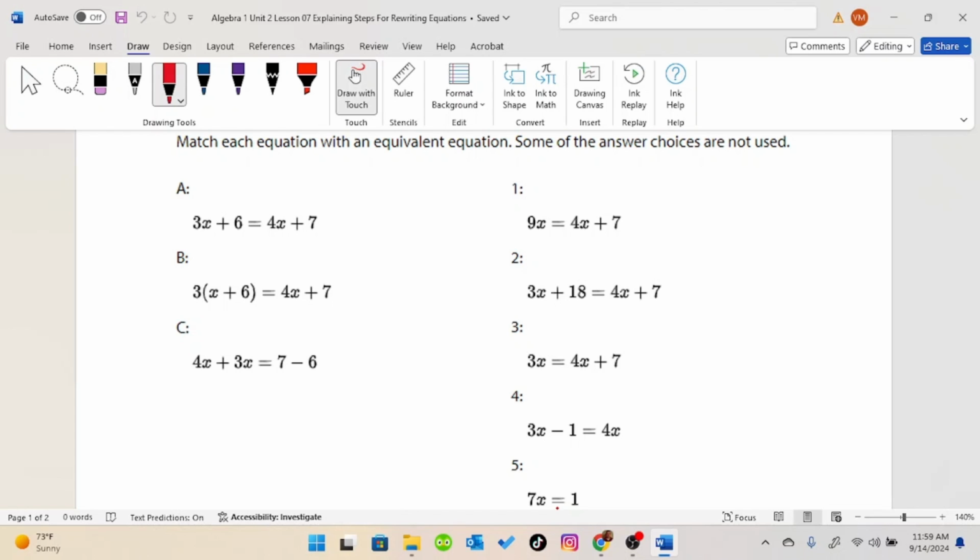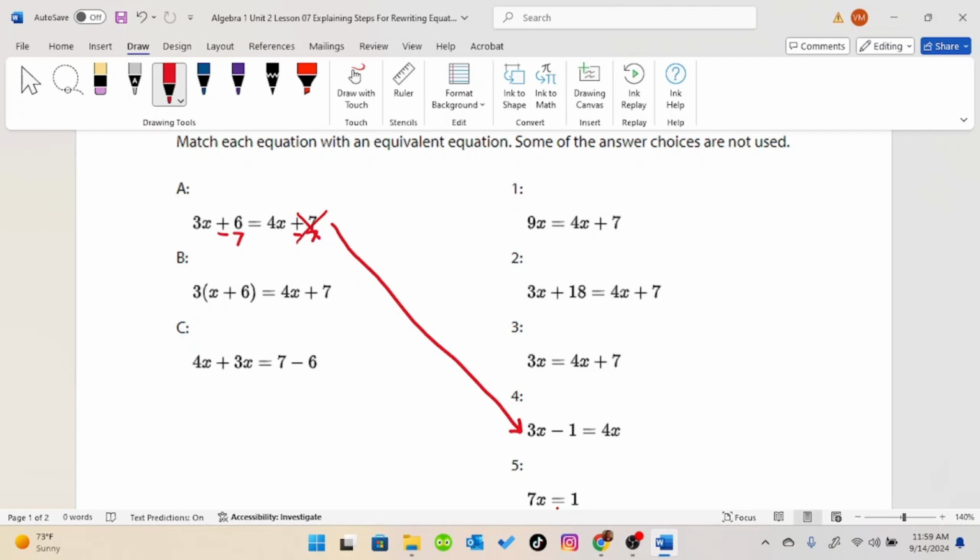So what I can do is subtract 7 from the right side and subtract 7 from the left side, because as long as I do the same thing to both sides, then it is still equivalent. The 7's cancel each other out, and positive 6 minus 7 becomes negative 1. And A matches choice 4.